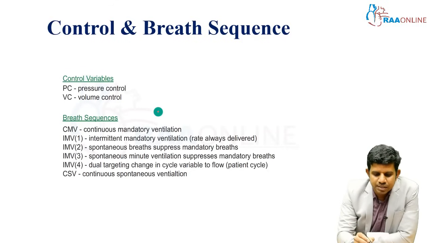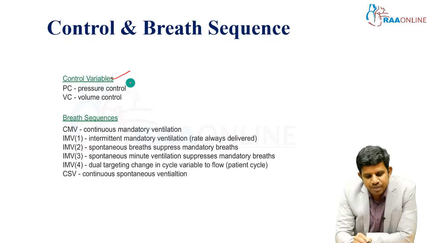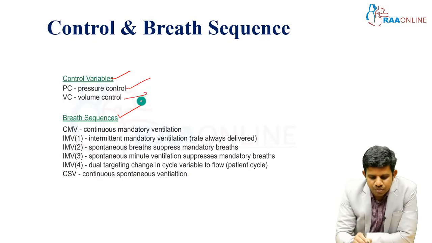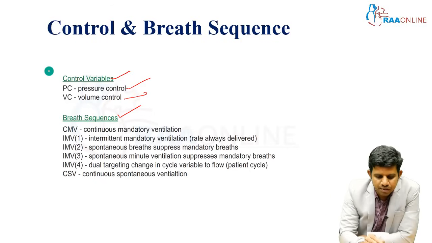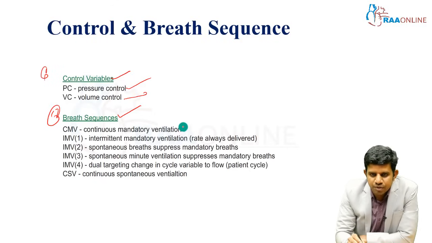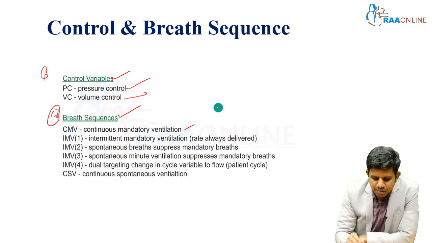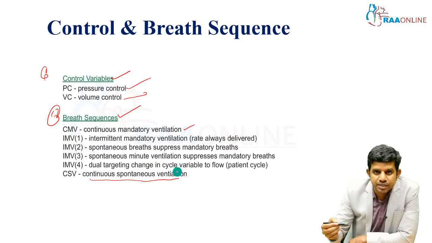First, I've already discussed the control variable. If pressure is the control variable, it's called pressure control. If volume is the control variable, it's called volume control. Next is the breath sequence: continuous mandatory ventilation, intermittent mandatory ventilation, or continuous spontaneous ventilation. You have to mention this in your tag.